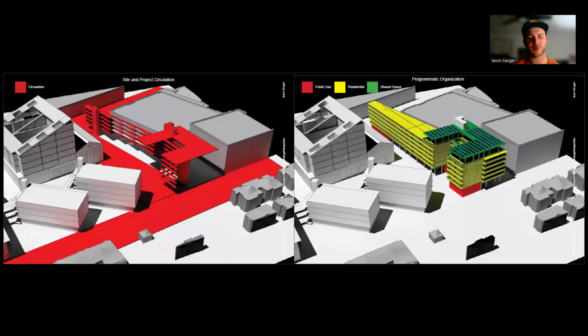Then here on the left, we have the site and project circulation marked in red. The larger ones are the roads, so car circulation and pedestrian circulation. And then there in the center would be foot traffic in the building, as well as on that rooftop terrace gathering area. And here on the right, we have the programmatic organization with public use, residential, and shared space being shown.